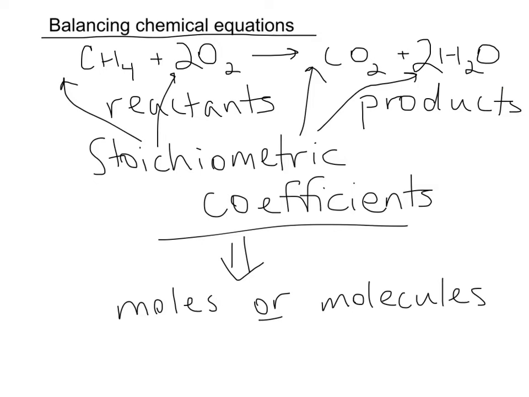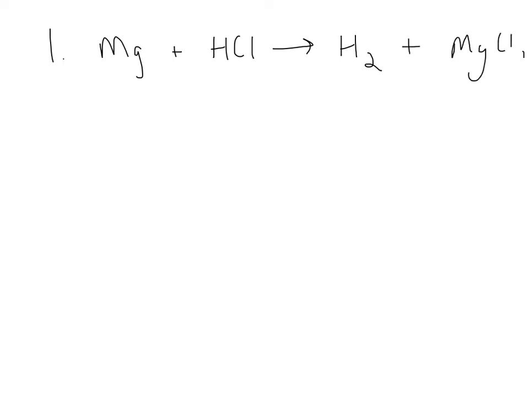So chemists, as promised, we're going to do some practice. Okay, so let's get a blank sheet here. Let's do some example problems. We'll call this one number 1. This will be magnesium plus HCl, hydrochloric acid, yields H2 and MgCl2. Okay, so the idea, remember, is conservation of mass.